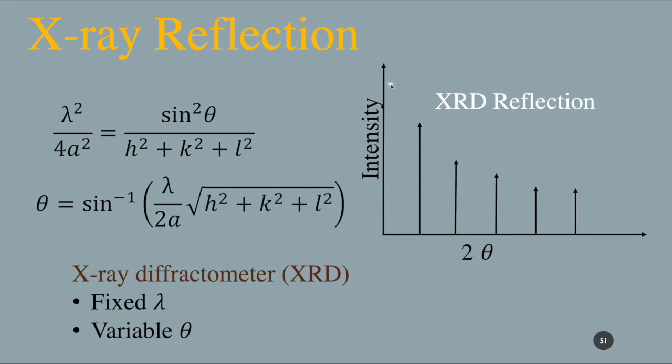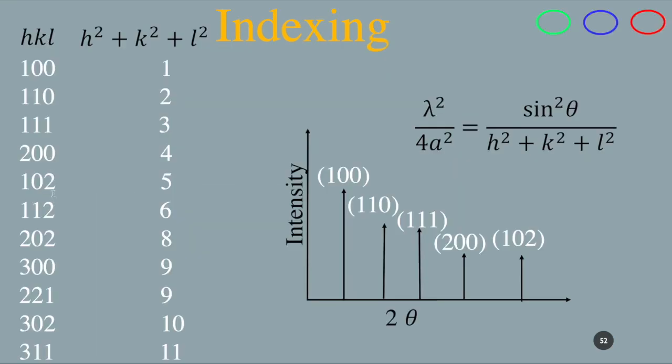And in X-ray crystallography, we have the two-dimensional spectra, where in the x-axis we plot 2 theta, and in the y-axis we plot the intensity. And we obtain the pattern like this. Each signal, each reflection, belongs to a type of plane, as represented by this equation. For powder XRD, we use fixed wavelength and variable theta.